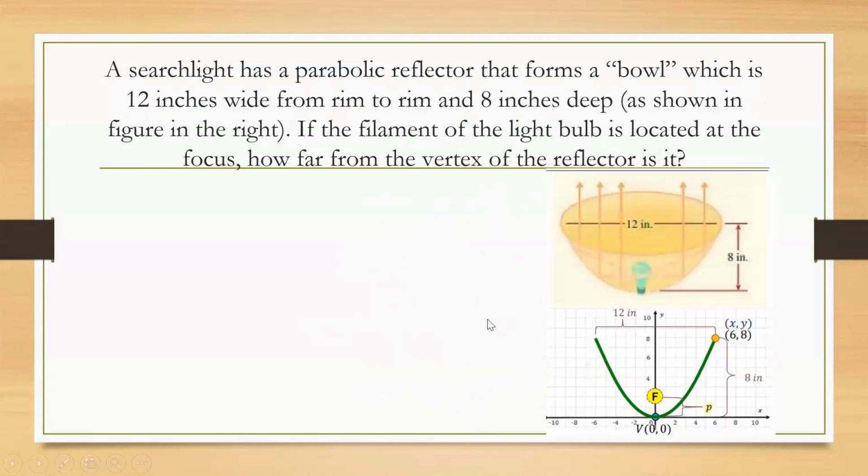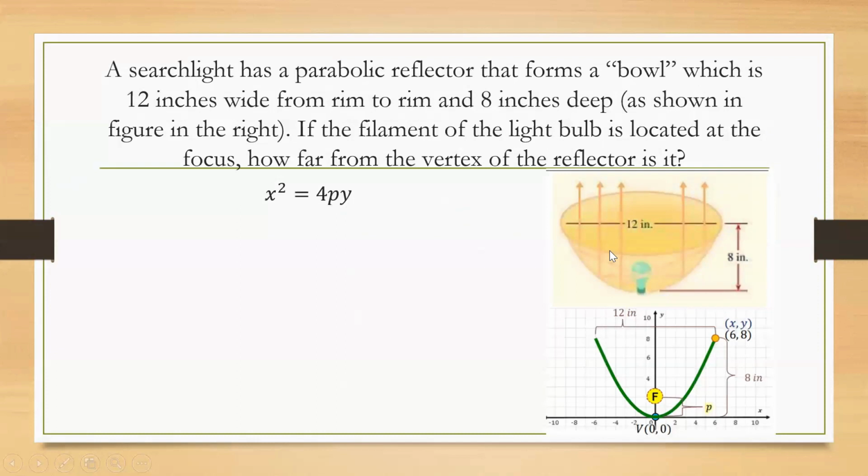Now for our word problems: a searchlight has a parabolic reflector that forms a bowl which is 12 inches wide from rim to rim and 8 inches deep as shown in the figure on the right. If the filament of the light bulb is located at the focus, how far from the vertex of the reflector is it?